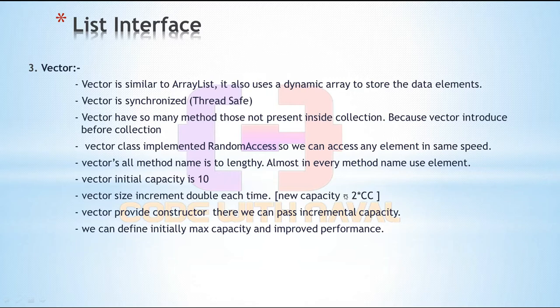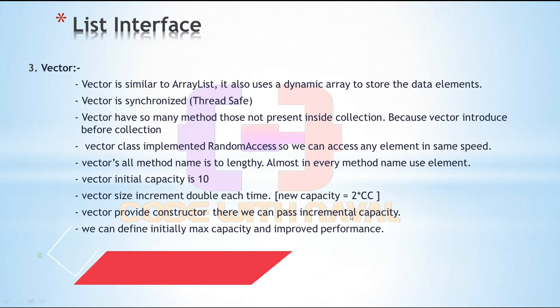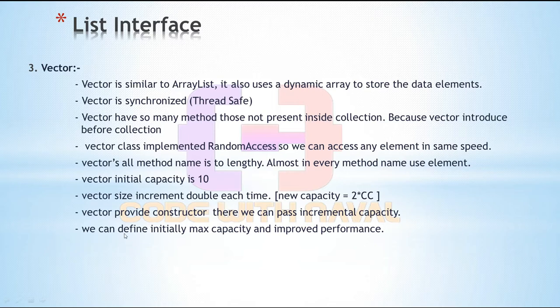But I don't want 20 directly, I don't want it to increase by double. I want that if 10 elements are filled and I try to add the 11th element, then only 5 elements of capacity should be added. So here we can simply pass the incremental capacity. We can define the initial max capacity and improve performance, same like an array.